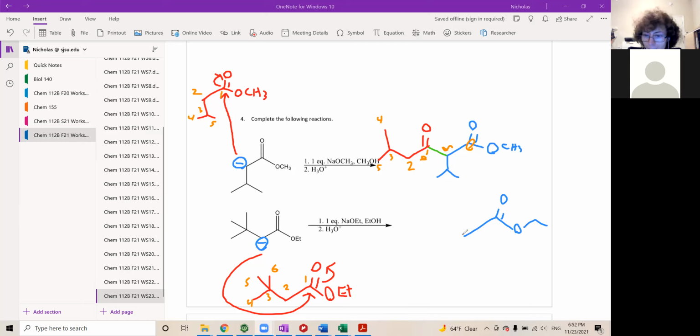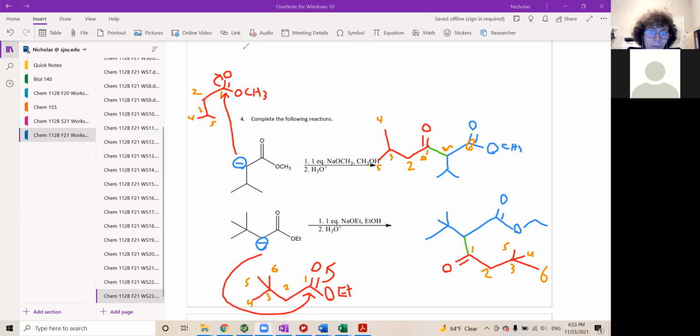Okay. Again, forming a new bond at the alpha position. You have a ketone at the beta position, and then this is 2, 3, 4, 5, and 6, and I'll label those. Just checking your work with the numbers helps you make sure it's correct.